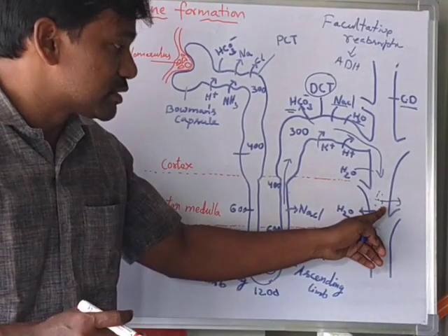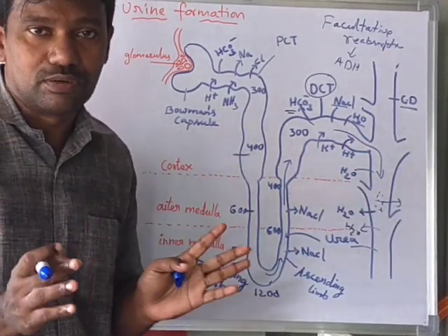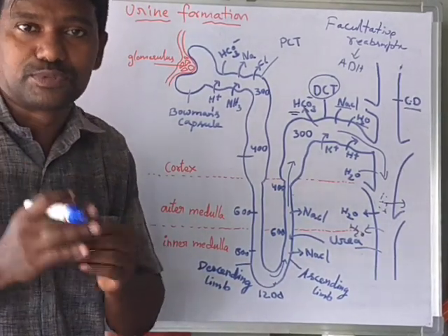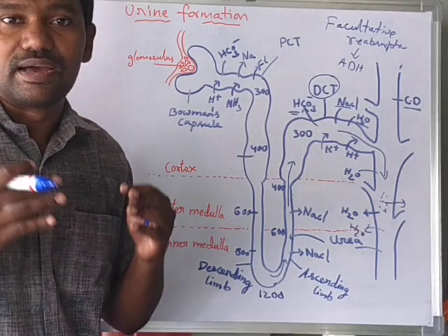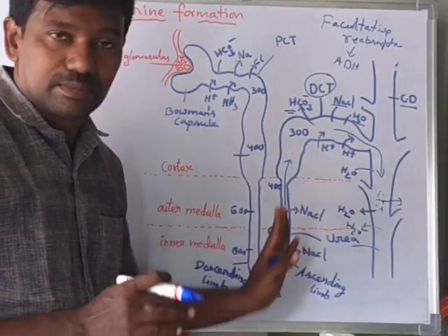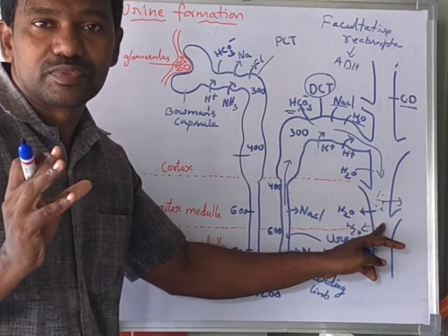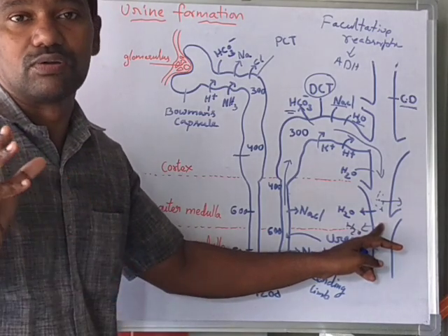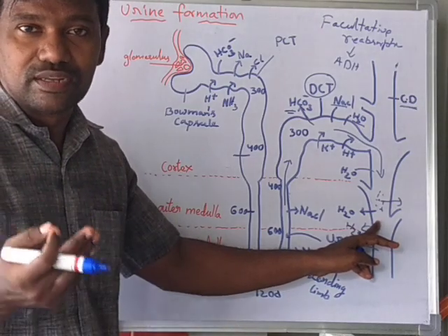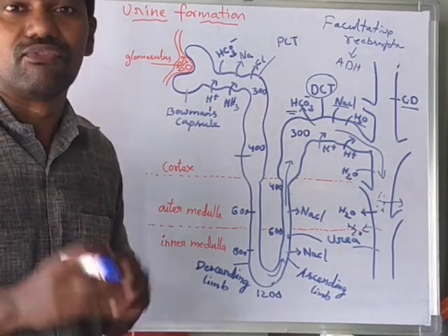Here also, in the collecting duct, facultative reabsorption takes place, which means the reabsorption is regulated by the ADH, the antidiuretic hormone. After the water comes out, the renal fluid is called urine, and the urine will be concentrated. So the concentrated urine will be formed.